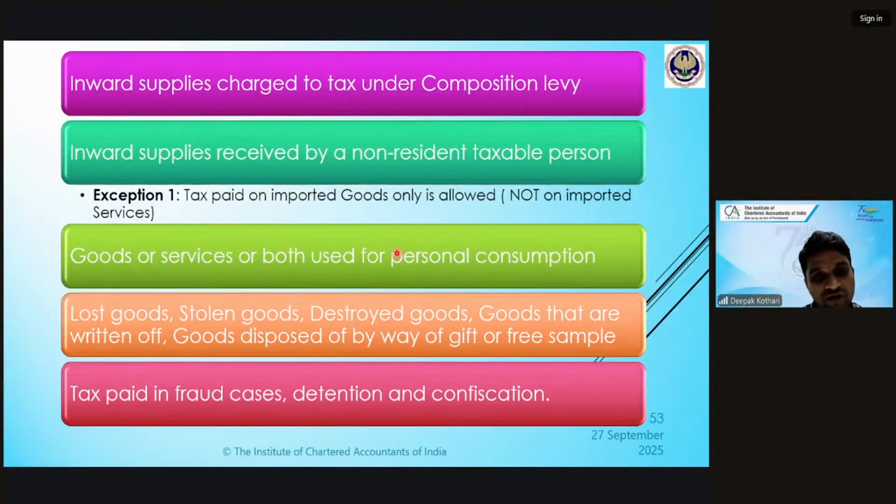Then goods or services used for personal consumption, definitely, on personal consumption credit will not be available. Lost goods, somebody was asking this. When I lose the goods, when my goods are stolen, when the goods are destroyed, goods that are written off, or goods which are disposed of by way of free gift or free sample, on these credit will not be available. Then tax paid in fraud cases, or detection and quantification, confiscation, on that also credit is not available.